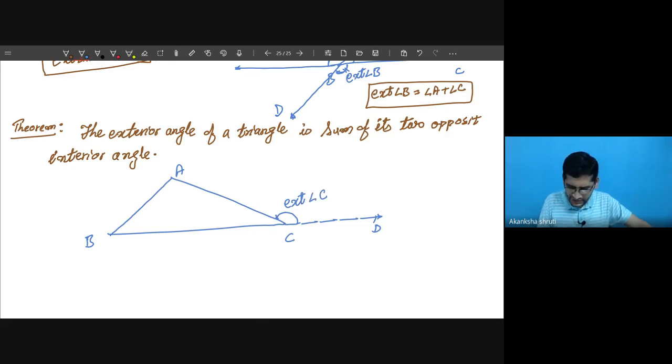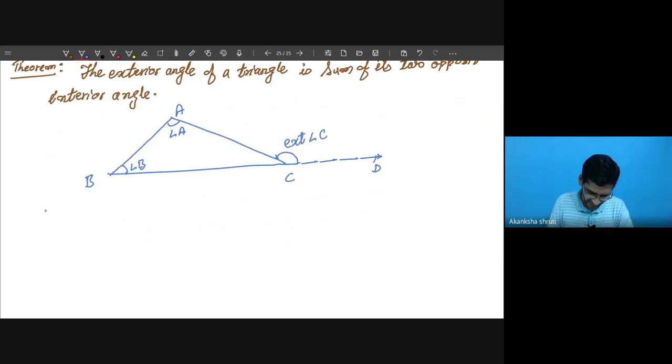If you produce this AC also, then again it will come downward, but this result doesn't change. This is our angle A, this is our angle B. So for this figure, we can write exterior angle C is equal to angle A plus angle B. Similarly, if we draw an exterior angle at angle A, though it is not drawn in the figure, exterior angle at A will be equal to what?